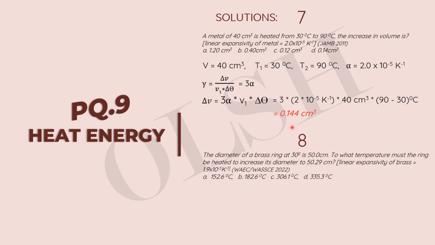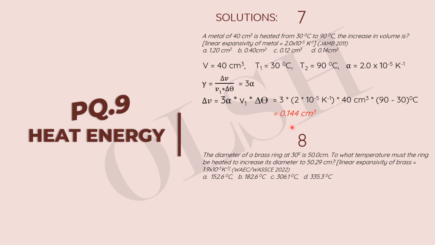We now move on to number 8. The diameter of a brass ring at 30 degrees is 50 centimeters. To what temperature must the ring be heated to increase its diameter to 50.29? Okay, so we have a brass ring. We know the diameter of the ring at 30 degrees. They're asking what will be the temperature if this ring finally gets to 50.29. What temperature can move it through this increase in diameter?